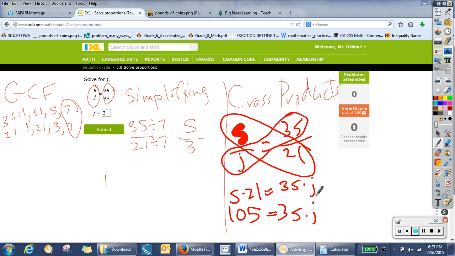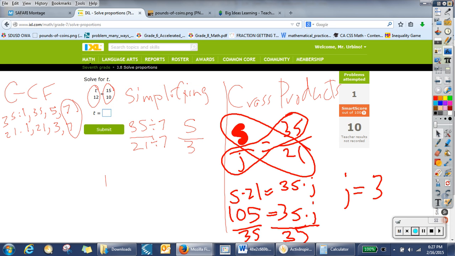Alright, so what times 35 will give me 105? Well, I can do the opposite. Just like when we're solving equations, it's going to be the opposite of multiplying. And if I did this, 105 divided by 35 will actually give me j equals 3. I'm just using information from the first problem. So, let's see if that is correct. There we go. Alright, now let's take a look at the next one.